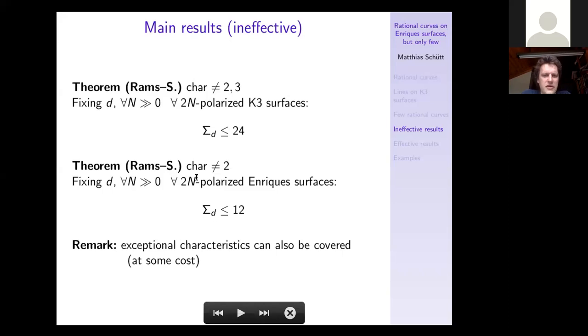So this is this generalization of Miyaoka's result by considering all of degree D and just taking the number. For Enriques surfaces, we can be even a bit more general. Characteristic 3 is also fine. We just have to exclude characteristic 2. And you all may know that in characteristic 2, Enriques surfaces are very special indeed. And it's the same kind of statement. D fixed. If the polarization is big enough, then for all 2n polarized Enriques surfaces, there are at most 12 rational curves of degree at most D. So it's really almost the same result. The exceptional characteristics we can also cover. There is some cost that we have to pay, some price, but we'll come back to that later.